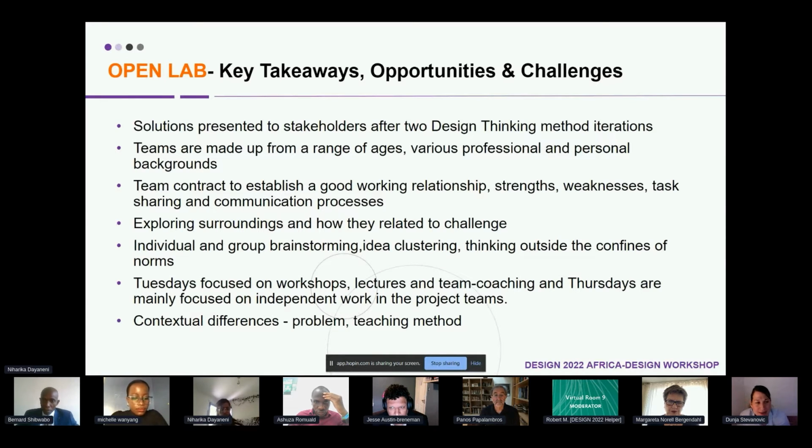The team dynamics are something to look at as well, and are very fundamental to the success of the project. So team contracts are established to form good working relationships with each other, knowing each other's strengths and weaknesses, how the tasks are going to be shared out, and how you will communicate with your team for the duration of the project. There were a lot of out-of-the-box thinking ideas, such as lots of stand-up meetings, using Post-its, and going just outside the university to see what everyday objects you can see outside that can relate to your challenge. Like it says here, individual and group brainstorming, we idea clustered, thinking outside the confines of norms.